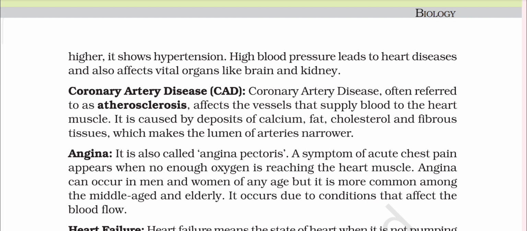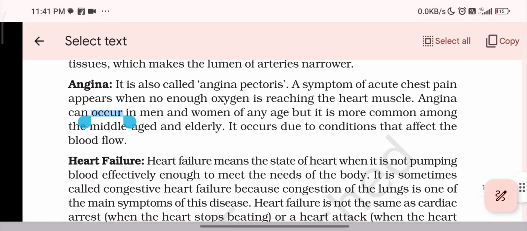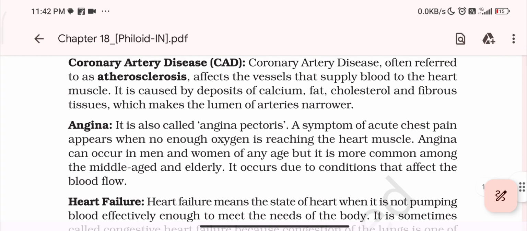Coronary artery disease, CAD. Coronary artery disease, often referred to as atherosclerosis, affects the vessels that supply blood to the heart muscles. It is caused by deposits of calcium.